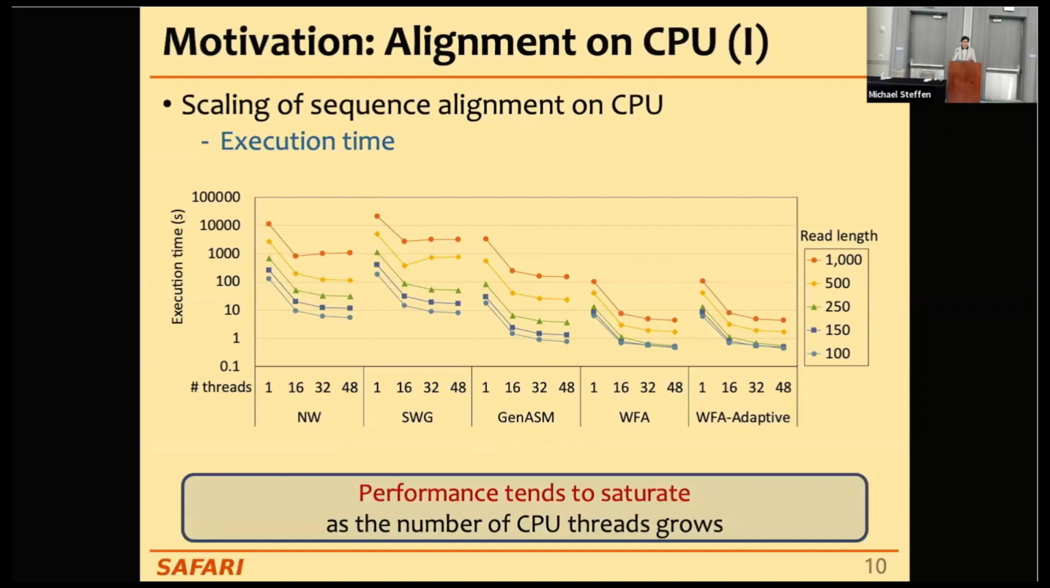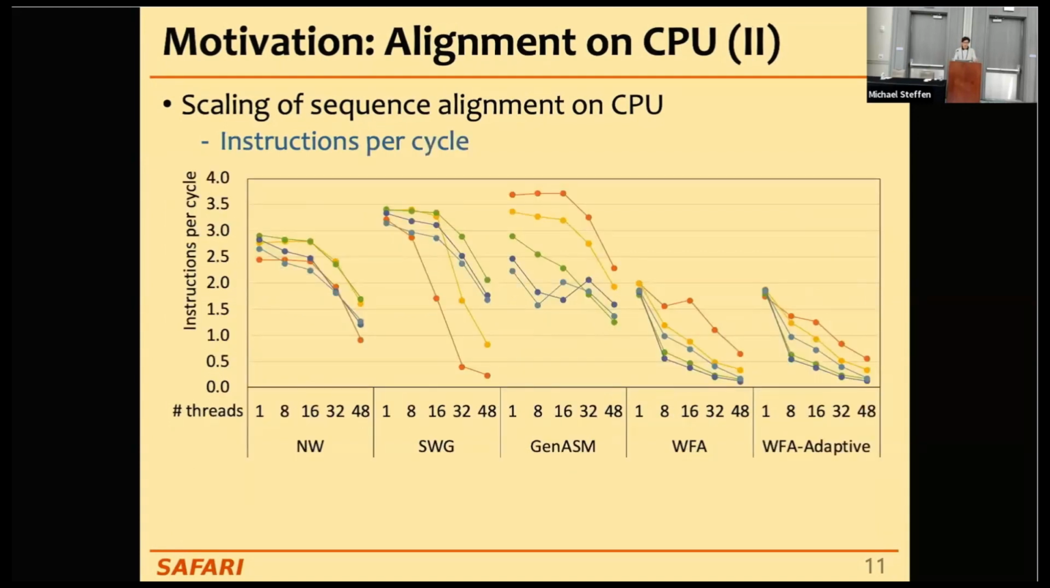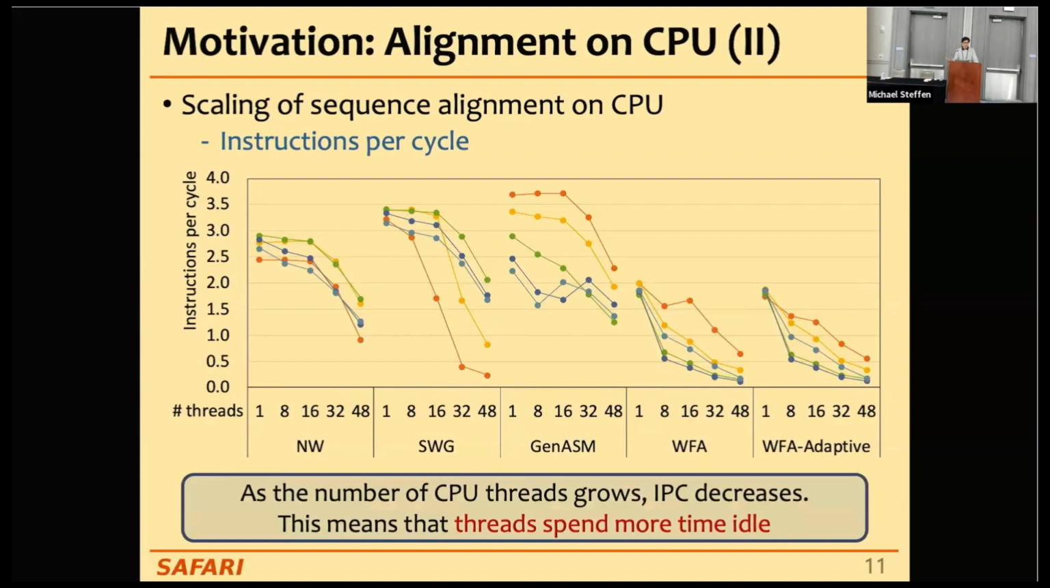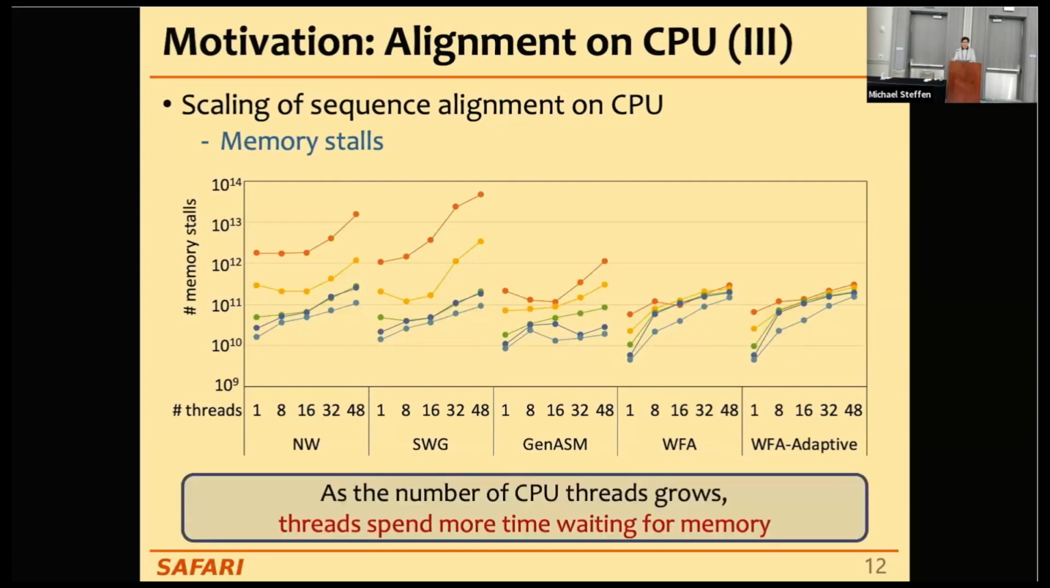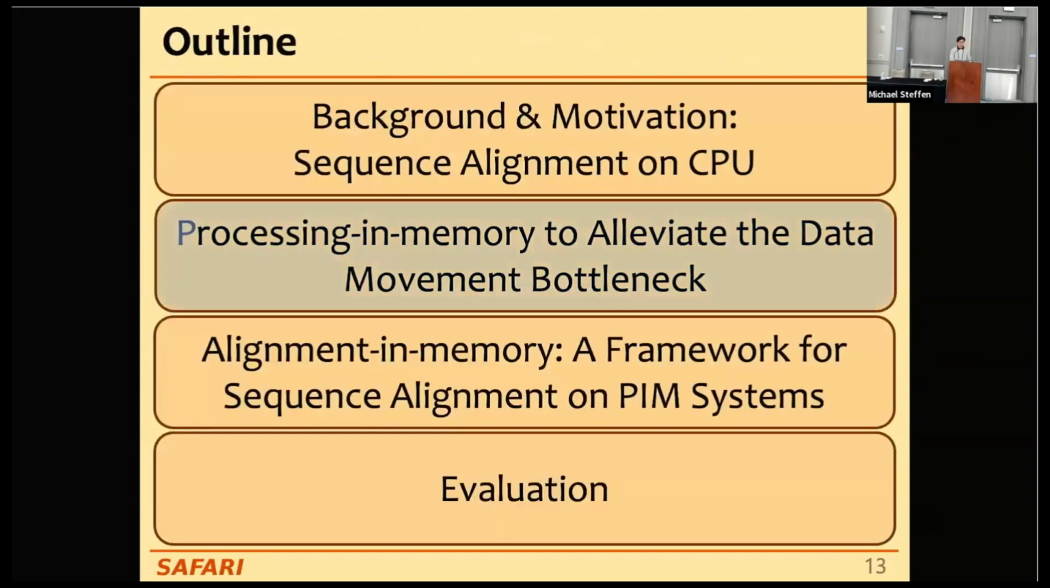But we can go even further and do some more analysis of different metrics that we can gather with profiling. For example, instructions per cycle. As you see, as we increase the number of threads, the instructions per cycle decrease. What this means is that the CPU is wasting time. There is idle time because threads are waiting for something, and in particular, they are waiting for data coming from memory. That's why we observe as well that the memory stalls increase as we increase the number of threads, because threads are waiting for data from memory. So this is why processing in memory makes sense in this context.